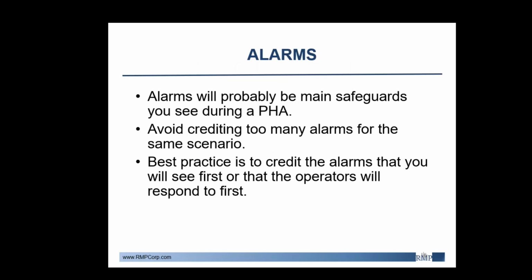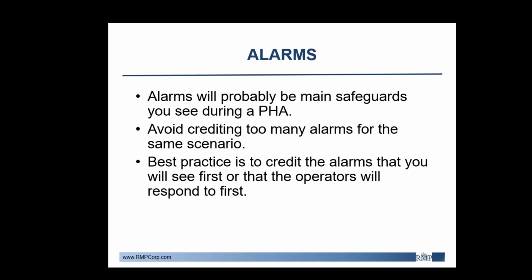Alarms. Alarms will probably be the main safeguards you see during the PHA. Whether it be a low flow or low level alarm, these are commonly used in every industry. You want to avoid crediting too many alarms for the same scenario. There's no real reason to have 10 alarms credited for the same scenario, even though you may actually have 10 alarms for that specific scenario.